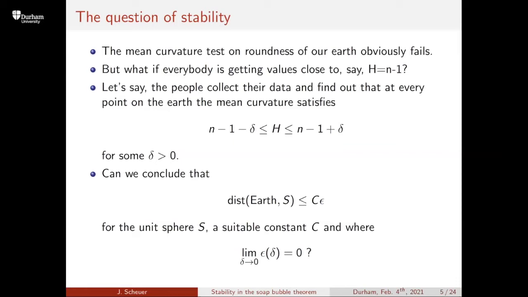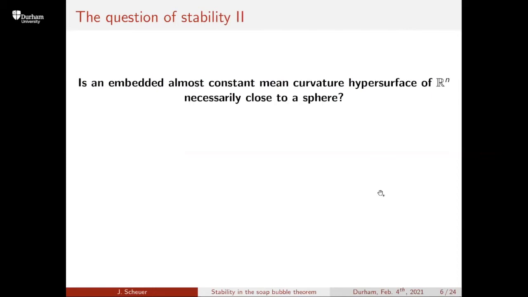Okay, and if we rephrase that in a similar way as we earlier posed Alexandrov's problem, we would say this is the stability question, whether an embedded almost constant mean curvature hypersurface must be close to a sphere. And this is a question that has been addressed basically since the solution of Alexandrov's problem for the convex case. Pogorelov and other people have gotten very satisfactory results. But the convex case is very restricted. It's much more restricted than embedded hypersurfaces. So in the generality that the problem is posed, results came out very recently.